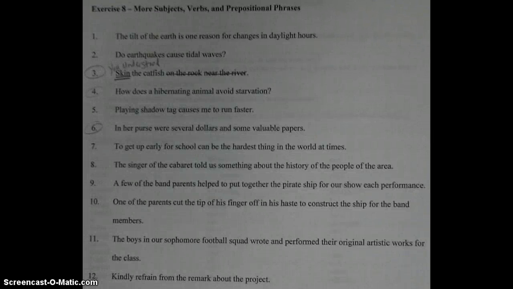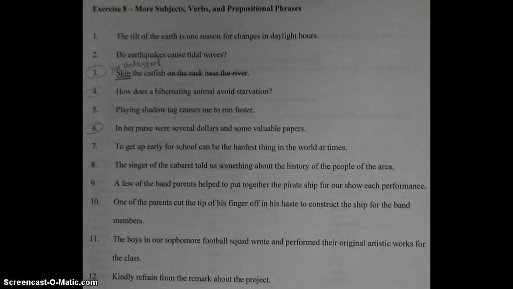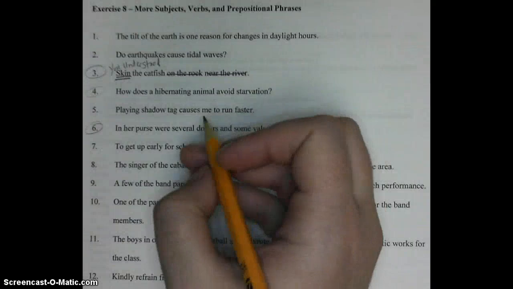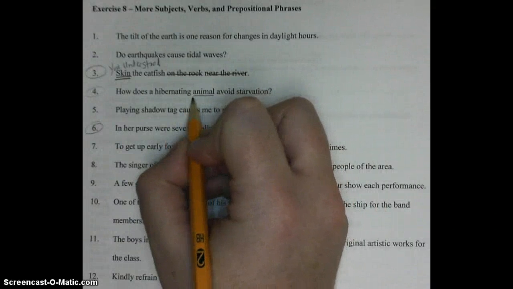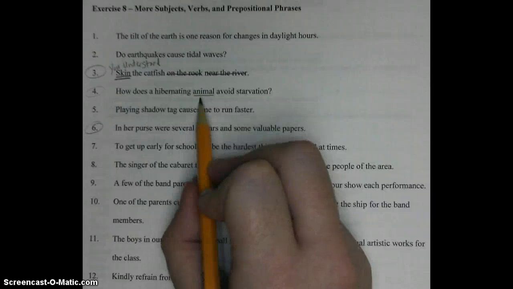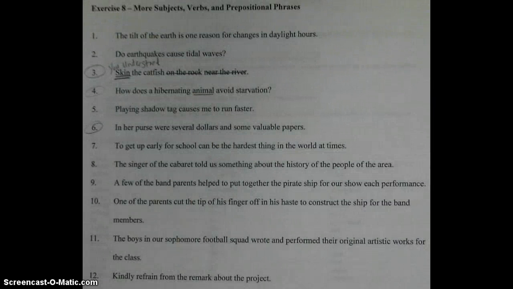Number 4. How does a hibernating animal avoid starvation? Okay, I've got a question here, so things are going to be a little bit out of order. Well, this time I think I'm going to find my subject first. I don't see any prepositions, so I know there's not a prepositional phrase. So what is the person, place, or thing that is doing the action or being in this sentence? Got really one choice, animal. Hibernating is the word to describe animal. So you might call that a participle. Alright, so what is the animal doing? It's avoiding starvation.